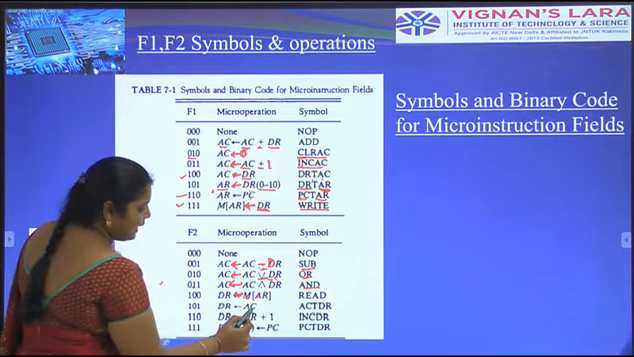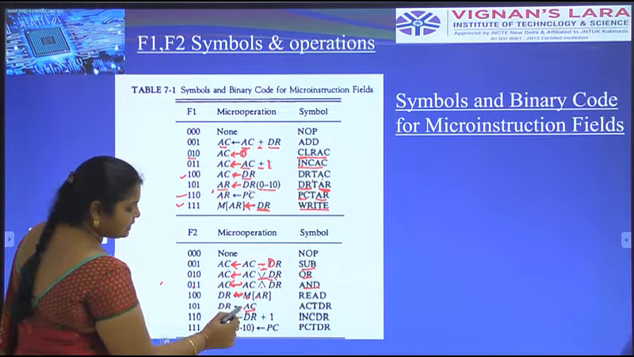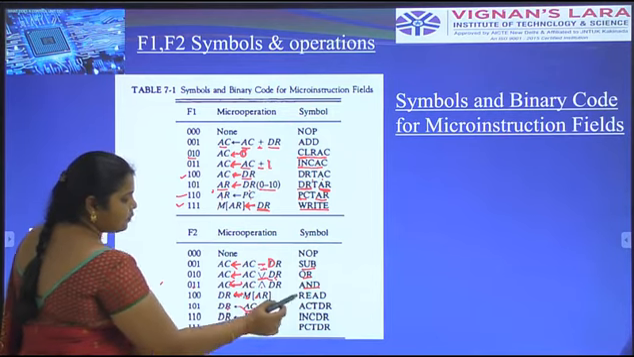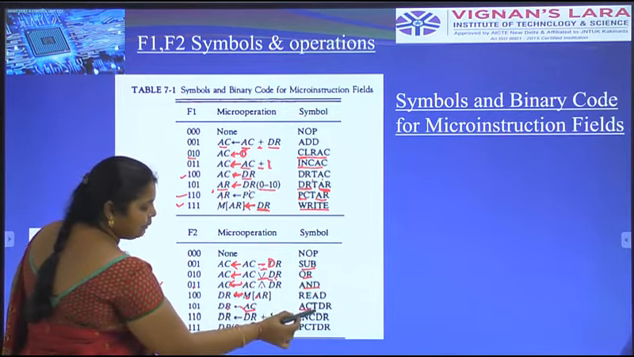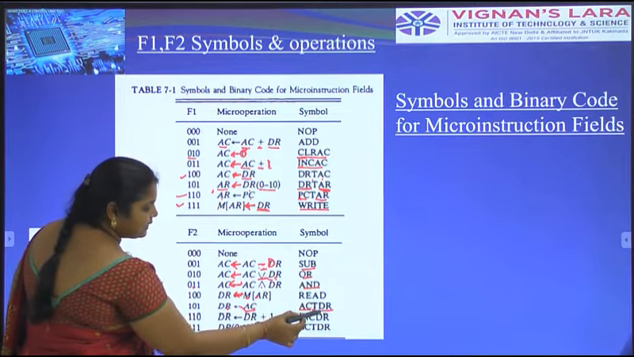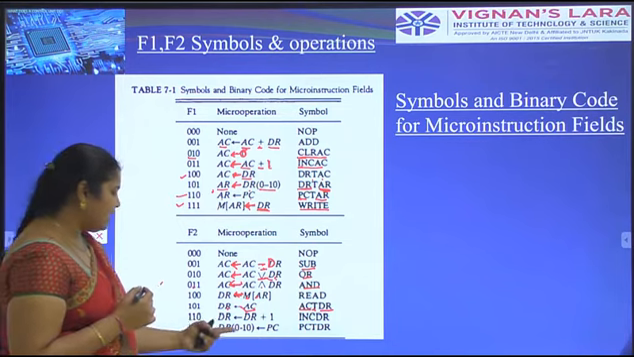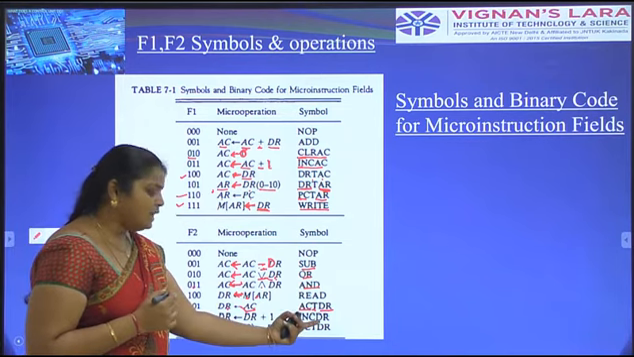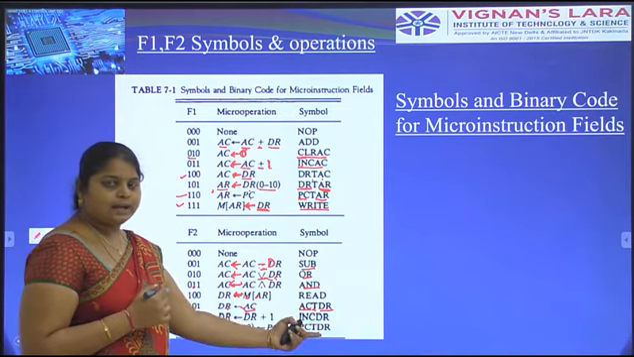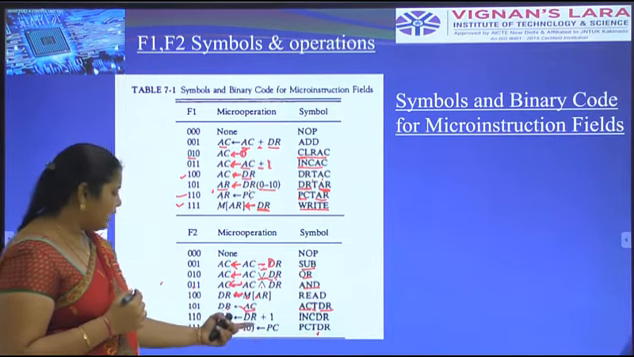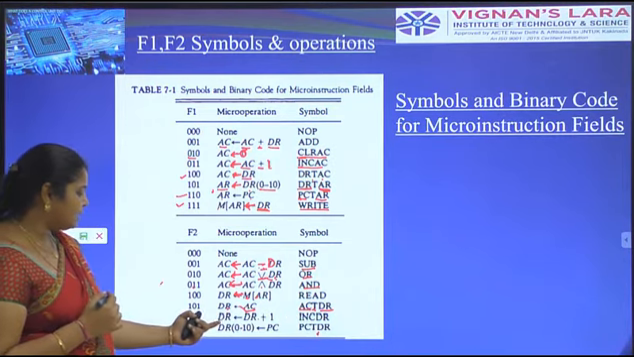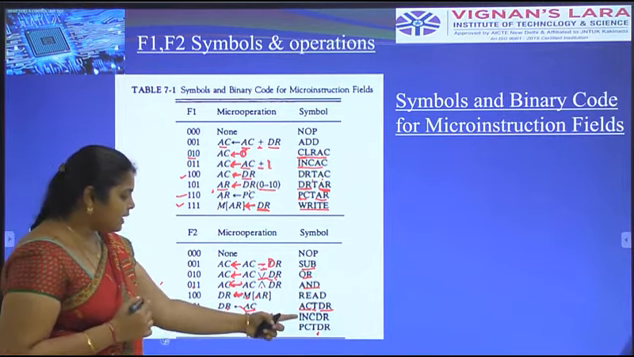Here, the accumulator information is transferred to the data register. Accumulator T means transfer to the data register. Here the data register is incremented by 1, that's why we call it INC DR. DR plus 1, the data register. This is the increment DR.